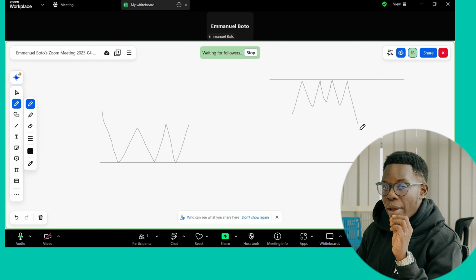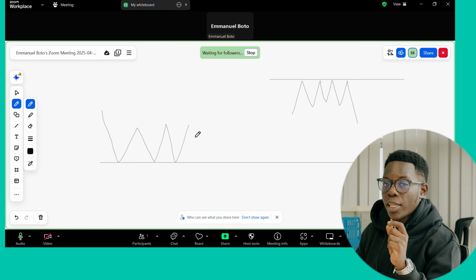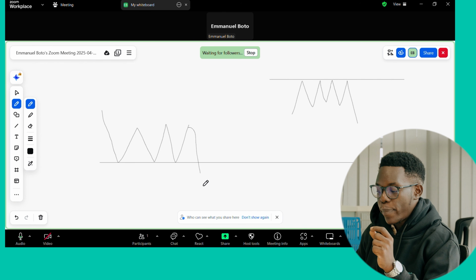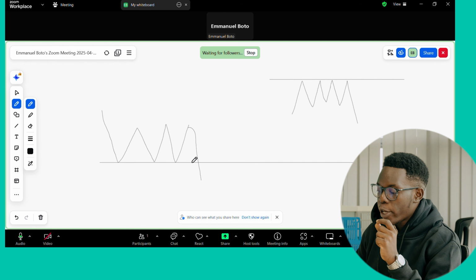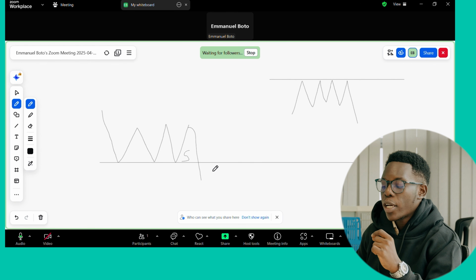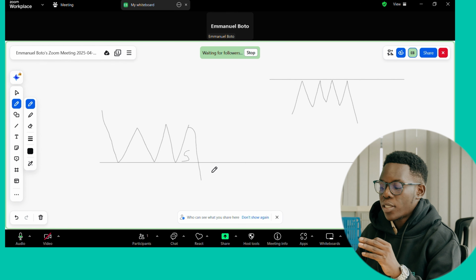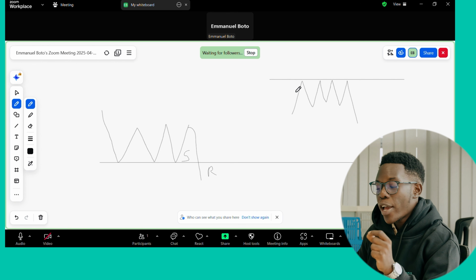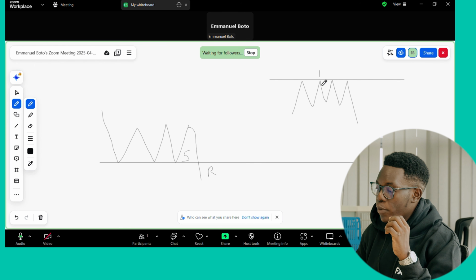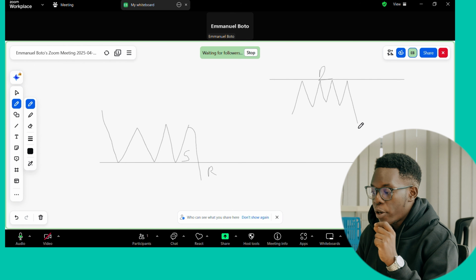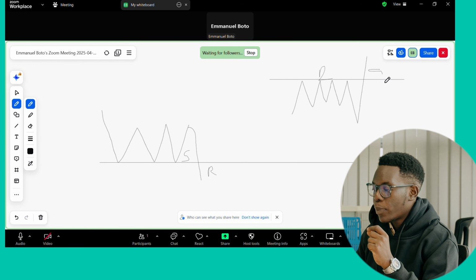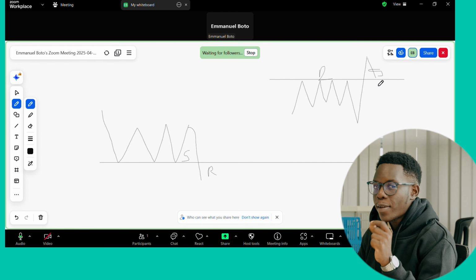Now, the other idea behind this is this. At a certain point, price will be able to break below the support level. Now, when price breaks below the support level, this support level becomes a resistance level. Then when price breaks above the resistance level, this former resistance will now become a support level. Now, where is that very crucial?